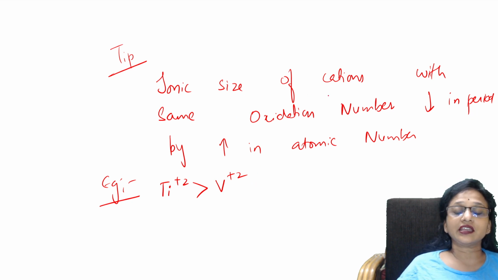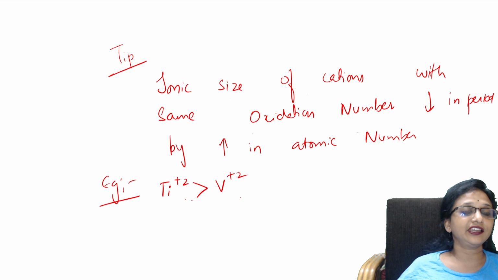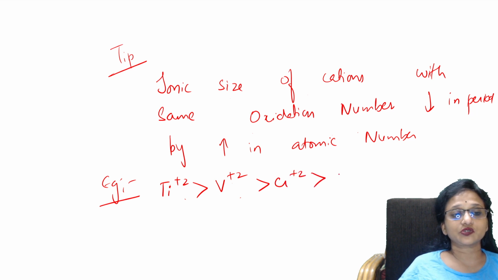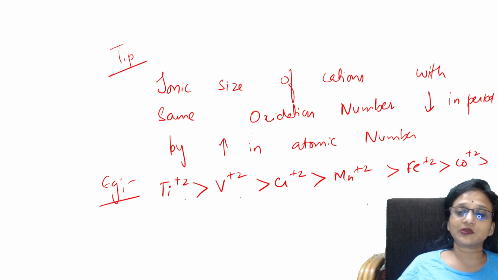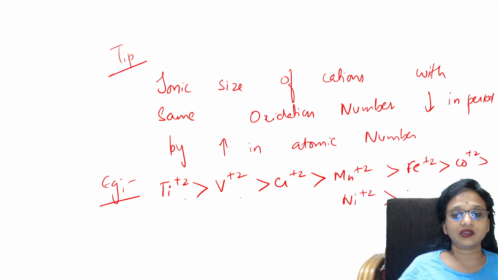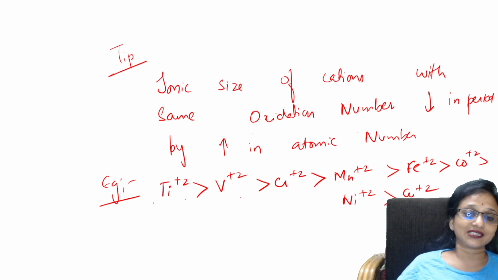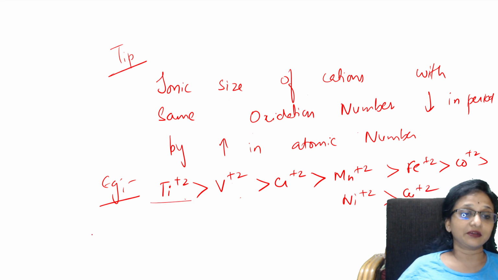So the ionic radii of cations with the same oxidation number decreases in a period, by increasing atomic number. Oxidation number should be same, and it decreases across the period because Z effective is increasing. So vanadium is less, chromium is plus 2, manganese is plus 2, iron is plus 2, cobalt is plus 2, nickel is plus 2, remember, and copper last. Got it, students? So this size is very, very big, ionic radii, compared to that.